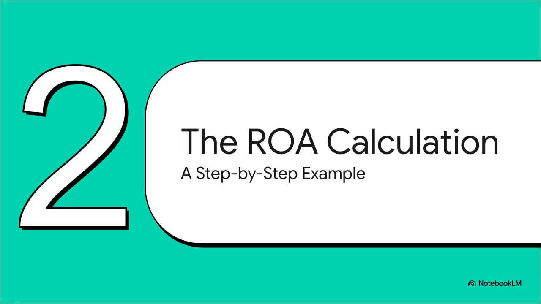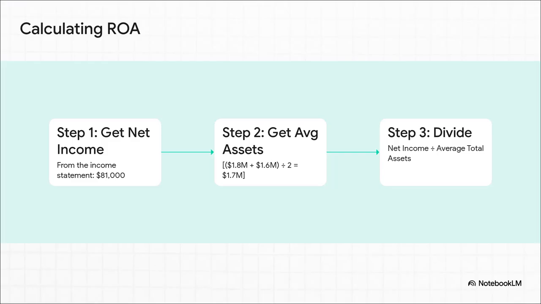Okay, theory's great, but let's get our hands dirty and actually put this formula to work. We're going to walk through a quick calculation, step by step, using the numbers from an example right out of your source material. This is exactly the kind of problem you can expect to see. All right, let's do this. Step 1, we find our net income on the income statement. In this case, it's $81,000.